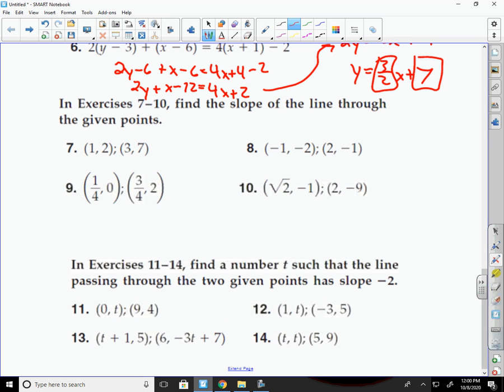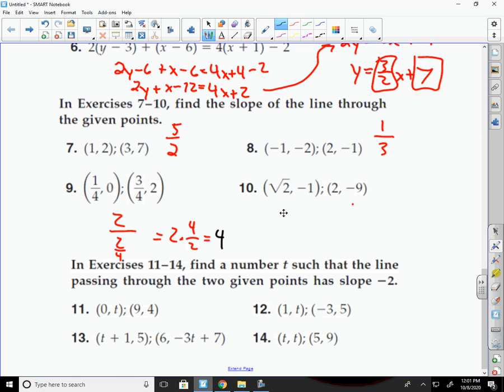Number 7, find the slope of the line through the given points. 7 minus 2 is 5, over 3 minus 1 is 2. Number 8. Negative 1 minus negative 2 is a positive 1. 2 minus negative 1 is 3. 1/3. Number 9. 2 minus 0 is 2. 3/4 minus 1/4 is 2/4. Means I have to flip it and multiply. It gives me 2 times 4 over 2. 2 times 4 is 8. 8 divided by 2 is 4.